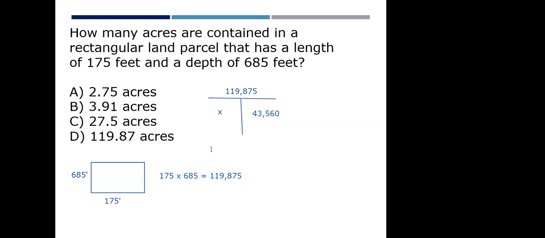Now that I have my T-bar complete, back fourth line means divide. So I take 119,875, divide it by that magic number of 43,560, and I get 2.75 acres, or A. Multi-step problems. It all goes back to knowing how many square feet are in an acre, length times width, those formulas that we covered. Questions on this one?